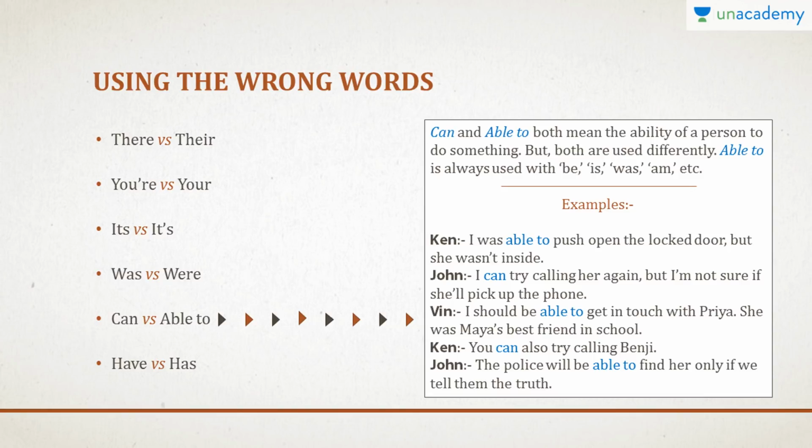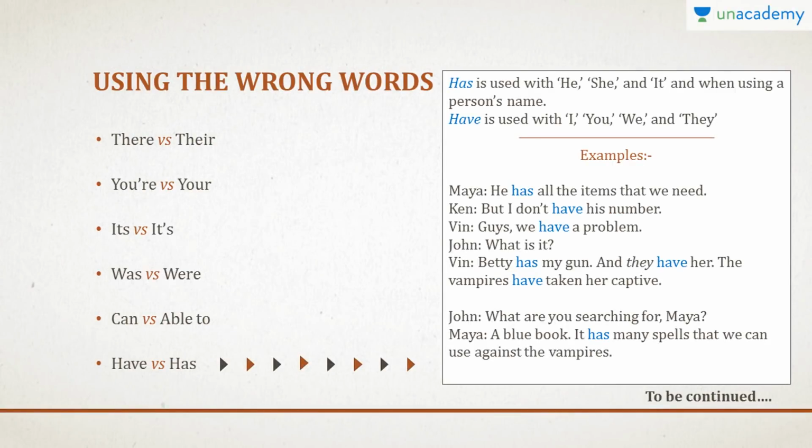Then we have the final words that are often confused with each other, has and have. Has is used with he, she, and it, and when using a person's name. Have is used with I, you, we, and they. The confusion between has and have is more prominent in speaking than in writing. The thing is, even advanced speakers and writers of English can sometimes get confused when using has, have, was, were, and words like these. So make sure you get the basics down of when to use these words to avoid using them incorrectly.